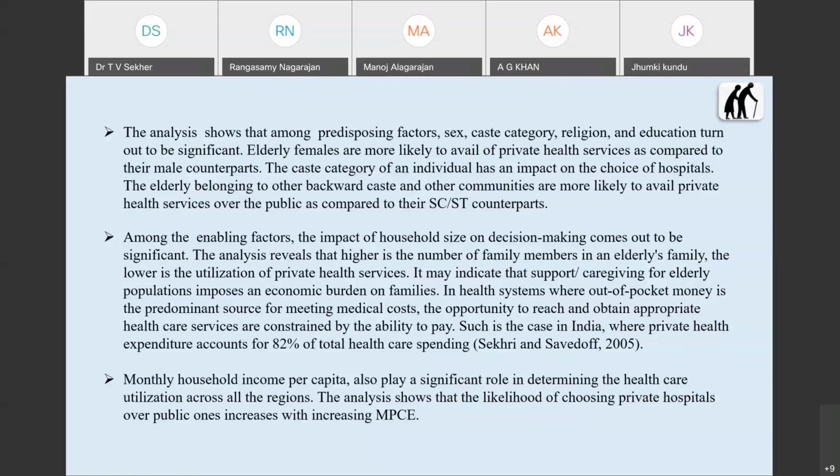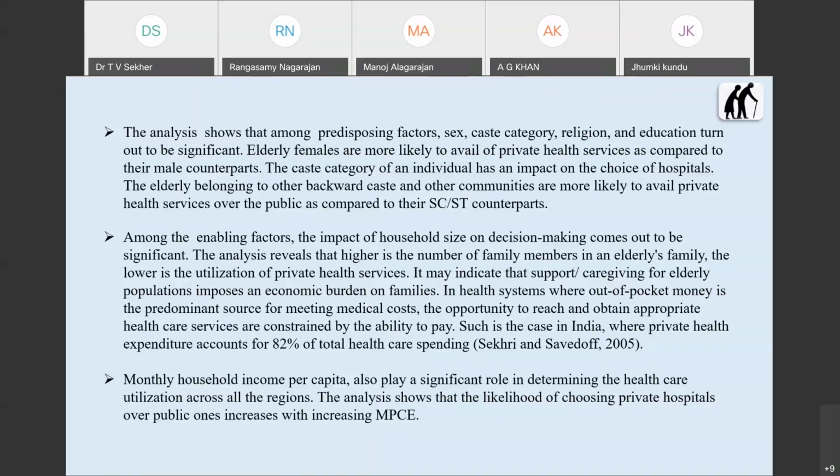Among the enabling factors, the household size turns out to be the most significant factor in determining the choice of healthcare services. The analysis reveals that the higher the number of family members of an elderly person, the lower the utilization of private health services. It may indicate that the support or caregiving of the elderly population imposes an economic burden on families.